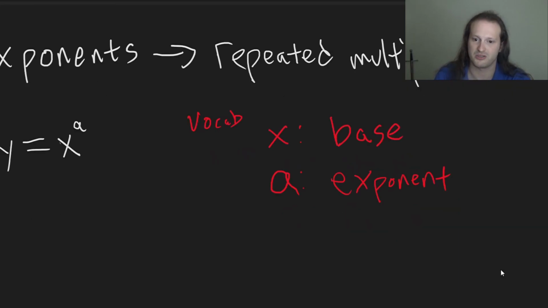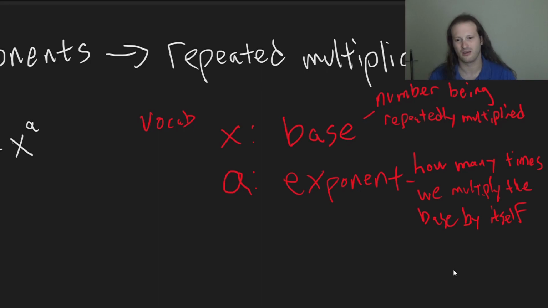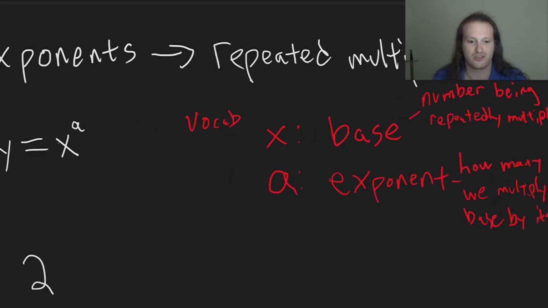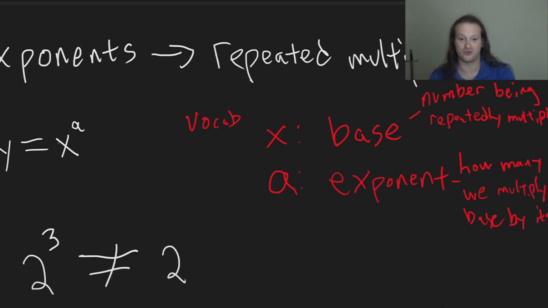How about this? Yeah, that's not very formal, but this is the idea. The base is the number that is going to be multiplied by itself a certain amount of times. The exponent is how many times we multiply the base by itself. So for instance, if I wanted 2 to the third power, this is not the same thing as 2 times 3, because that's multiplication. Multiplication is repeated addition. Exponents are repeated multiplication, so they're not the same thing.